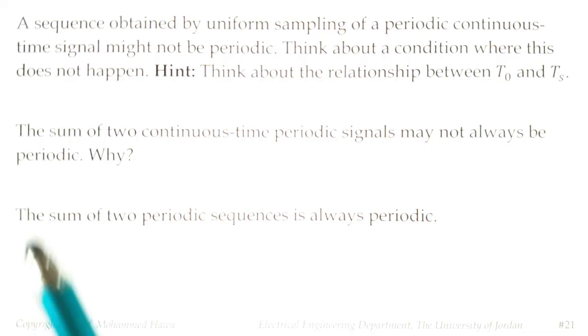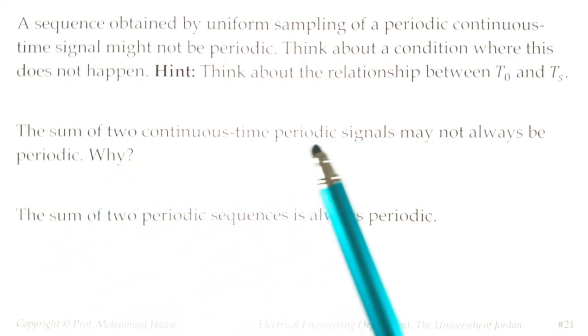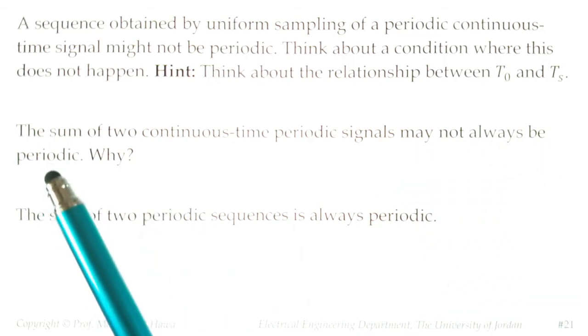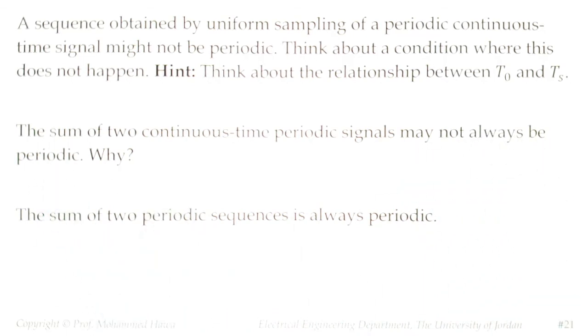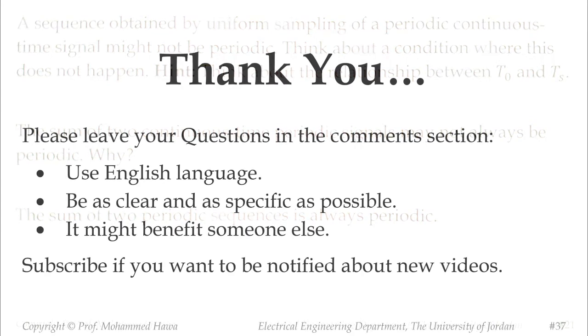Another thing to keep in mind, the sum of two continuous time periodic signals may not always be periodic. Sometimes it's periodic, sometimes it's not. Can you tell me why? What conditions make it periodic? What conditions make it aperiodic? The sum of two periodic sequences is always periodic. There are no conditions that will allow two periodic sequences to be added and not give you a periodic sequence.